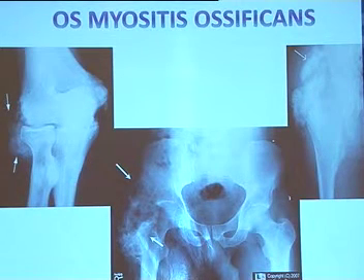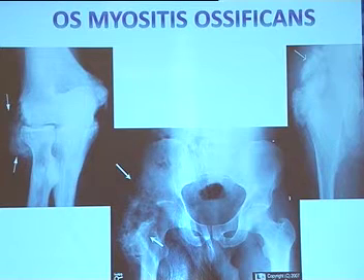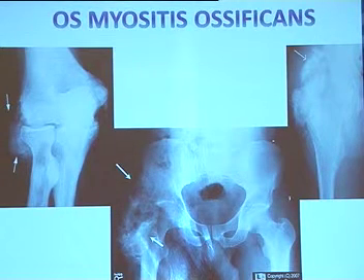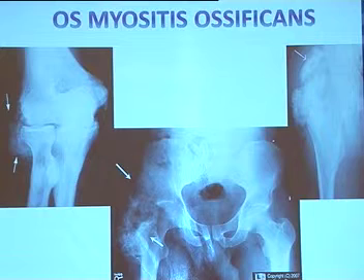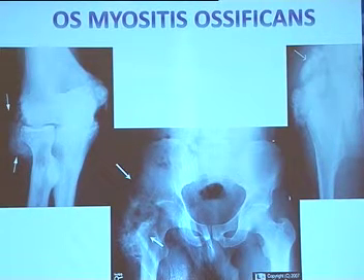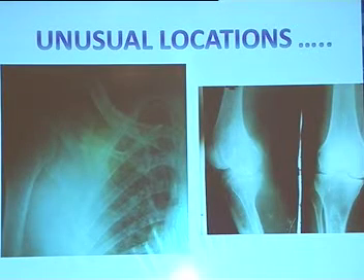You can again see there are various X-rays. The elbow is the commonest site for myositis ossificans. This is again an X-ray showing the elbow joint and a type of osteochondroma. You can see the proximal femur and the hip joint. We also found some unusual locations like scapula and clavicle. You can see there is osteochondroma of the scapula. Again the picture showing osteochondroma of scapula.